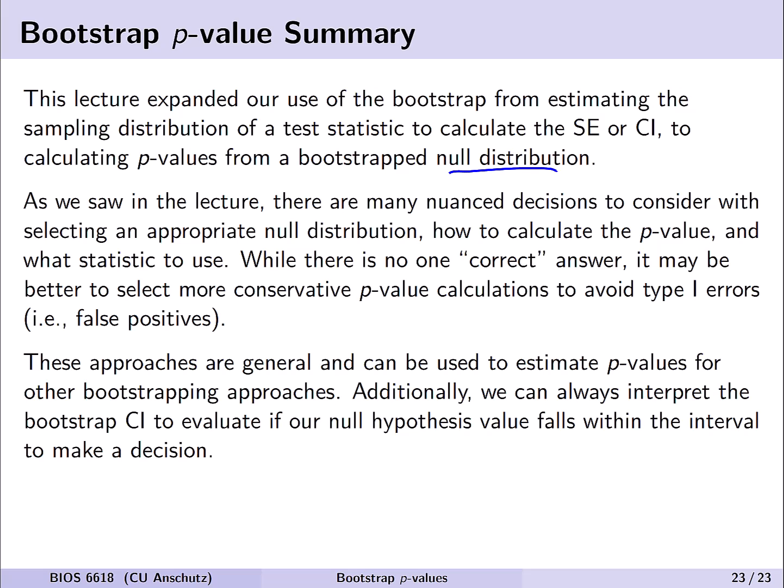And while there is no one correct value, I would argue that in many cases it's better to select more conservative p-value calculations to avoid type 1 errors or false positives. But again, this does depend on your research setting. Now, these approaches we've described are all general and can be used to estimate p-values for other bootstrapping approaches as well. And we can always interpret the bootstrap confidence intervals I mentioned to evaluate if our null hypothesis value falls within the interval to make a decision if we're willing to forgo the p-value.